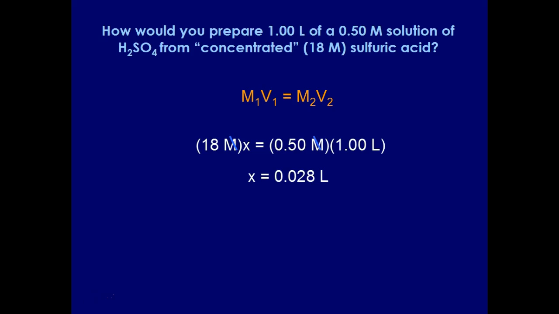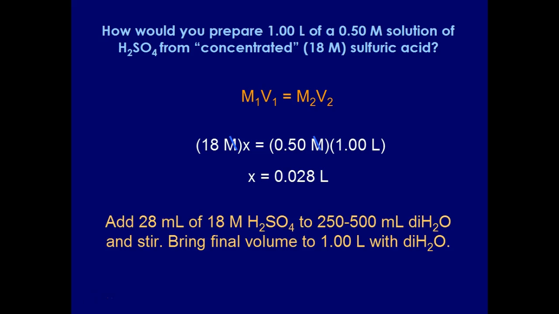I can't really measure out 0.028 liters, so I go ahead and convert that to milliliters. And I would take 28 milliliters of 18 molar H2SO4, and I would add it into roughly half the amount of water that I need to prepare for my solution, get that stirred, and then bring it up to the final volume in your volumetric flask with water to 1 liter.